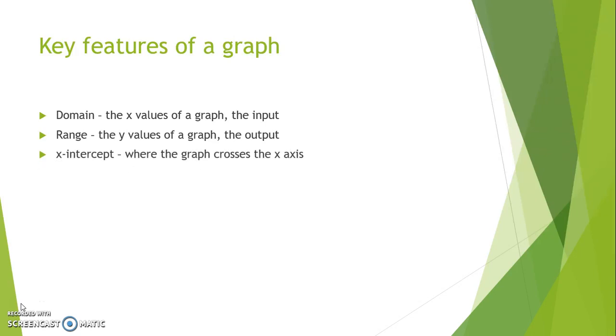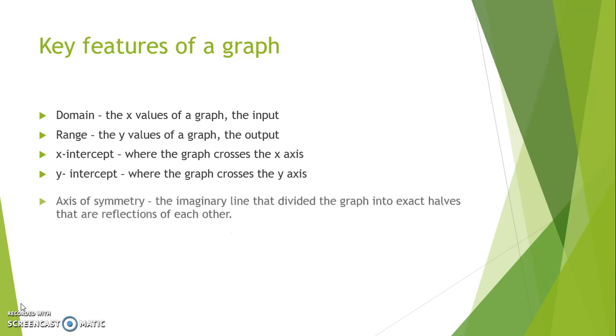An x-intercept is where the graph crosses the x-axis, and remember the x-axis is horizontal, goes left to right. The y-intercept is where it crosses the y-axis, and that goes up and down. The y-axis goes up and down.